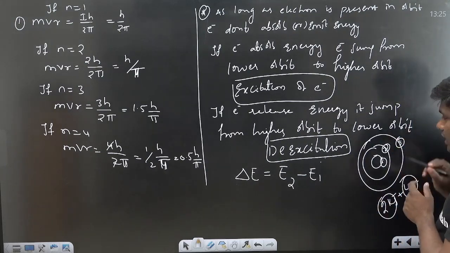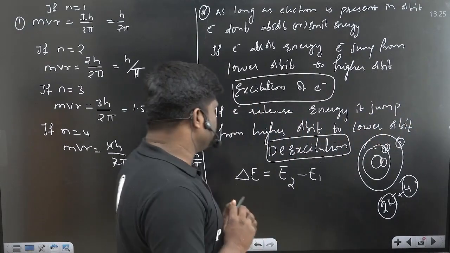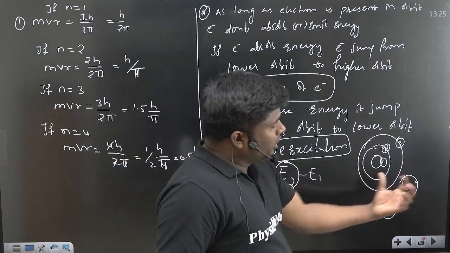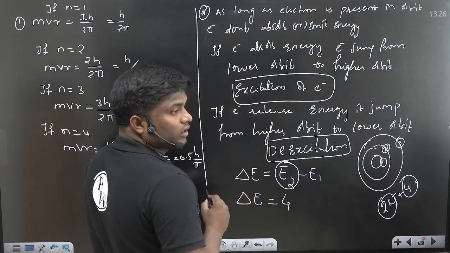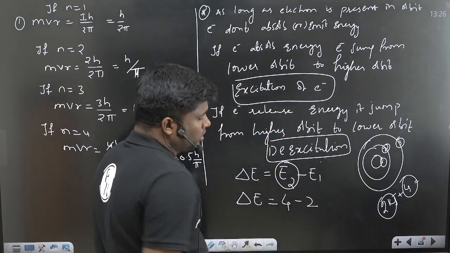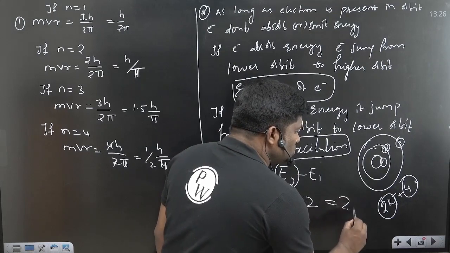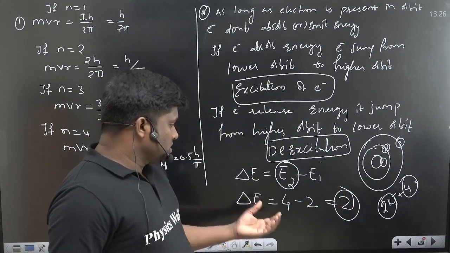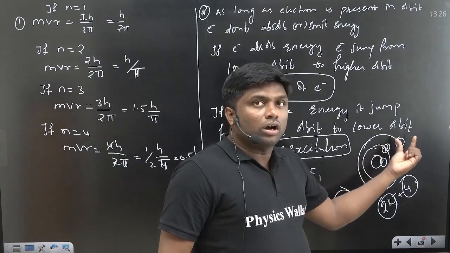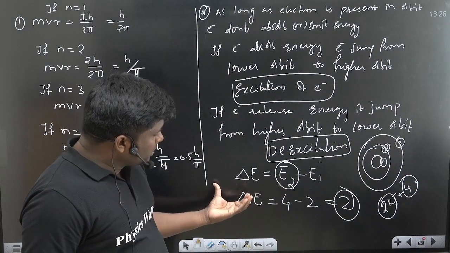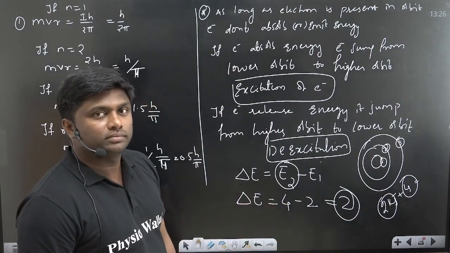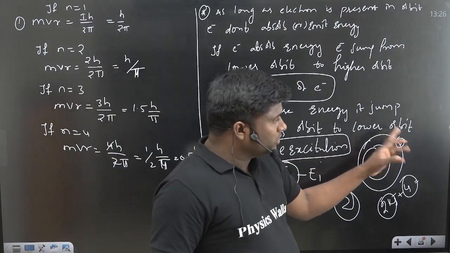So when going from here to here, the change in energy is how much? Delta E is equal to E2, the energy of the higher orbit, how much? 4. And E1 is the energy of the lower orbit, how much? 2. So the change in energy will be how much? 2 kilojoules. Which means if the electron has to jump from the first shell to the third shell, that electron should absorb how much energy? 2 kilojoules of energy.